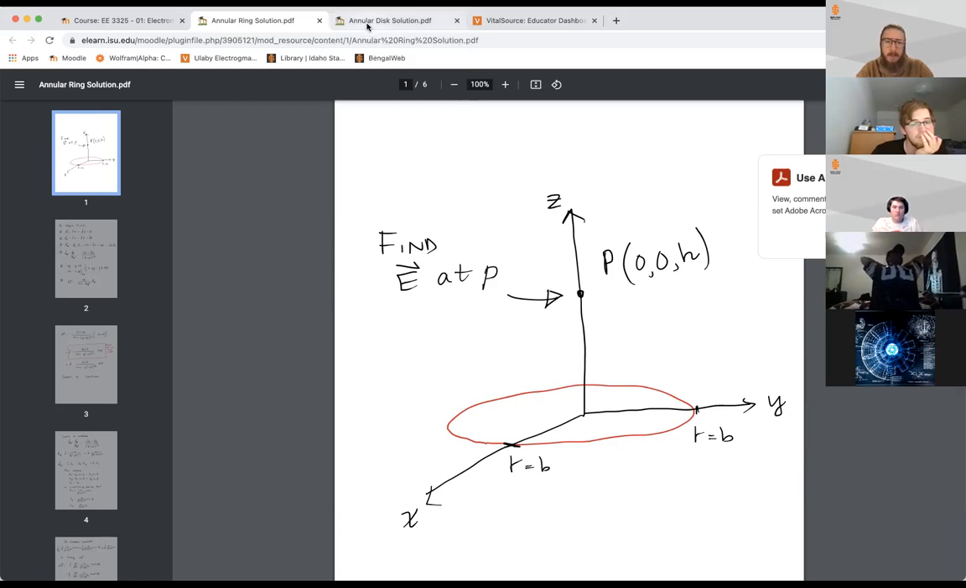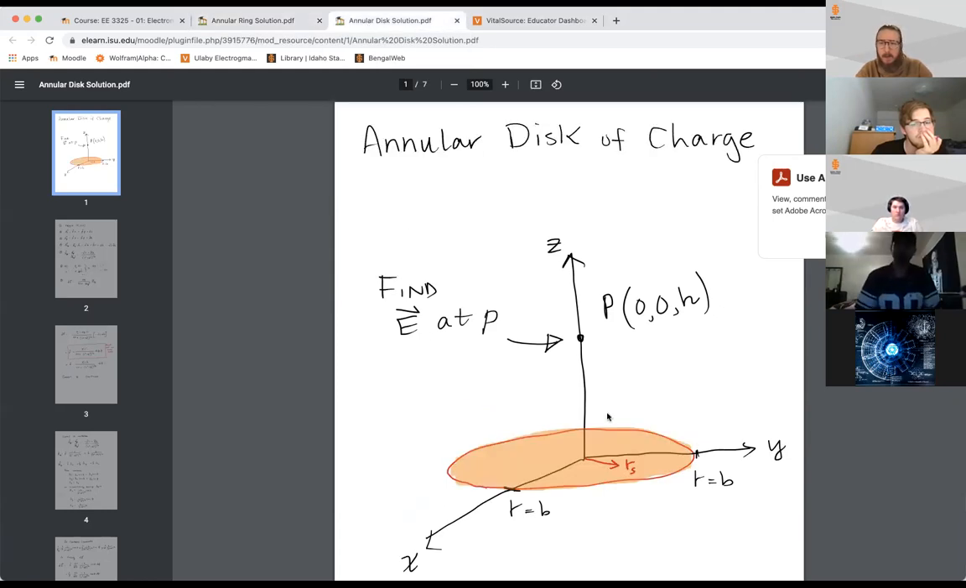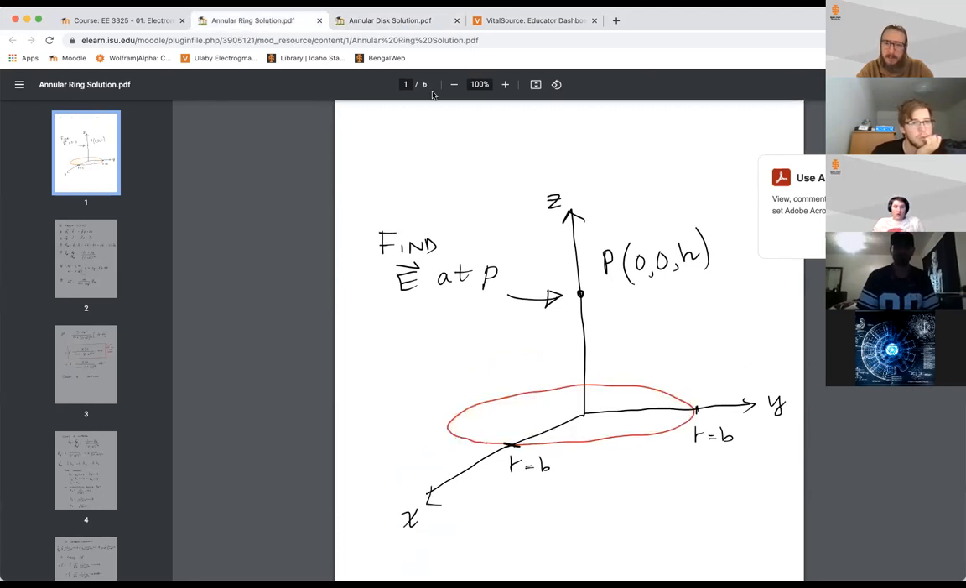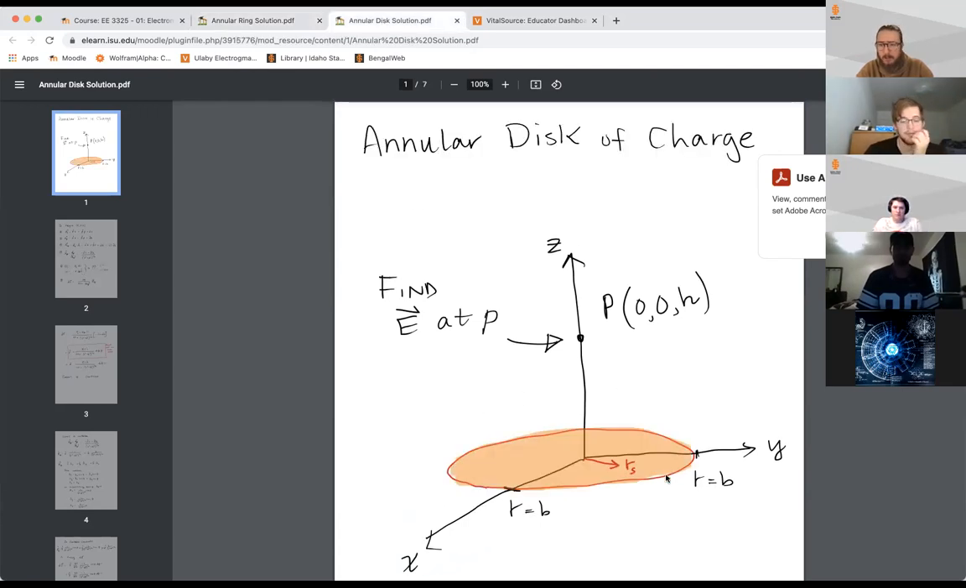And then this problem, which I uploaded a solution for yesterday, is the annular disk. This problem is very similar to the annular ring. But instead of being a ring of charge, it's a full disk of charge, but you're still trying to find the electric field at this point.